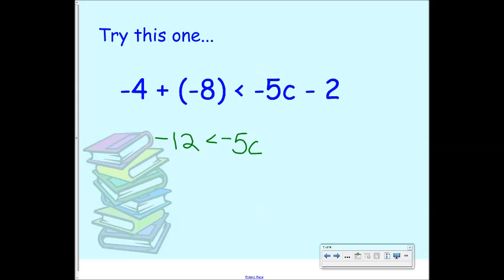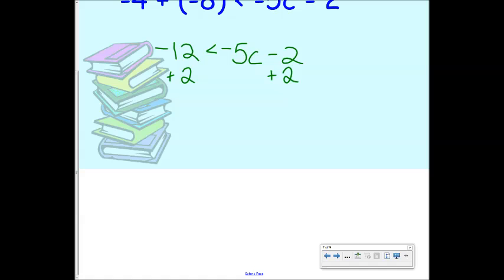So what do I have to get rid of first? I want to get rid of this -2, so I'm going to add 2 to both sides. Remember, even if the variable's on the right side, that's not what we normally see, but that doesn't change the process. So we're still going to add 2 to both sides. We're still trying to isolate that c. So I add that, this is going to cancel out, and I'm going to be left with -5c. And then on this side, I've got -12 plus 2, which is going to give me -10. So to finish this problem, I need to divide by -5.